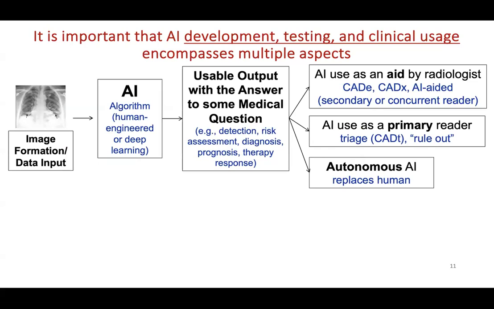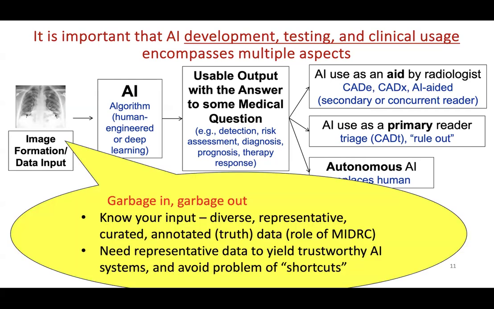Let's look at what's important in AI, in development, testing, clinical use. So first, it's very important to know garbage in, garbage out. You need to know your input. Is it diverse, representative? Do you have correct truth on it? And you need to understand a problem of shortcuts. So if the device is FDA approved for one task, such as analysis of, say, breast MRI, and you put in an ultrasound and it doesn't work, it's because of garbage in, garbage out. It was not approved for an ultrasound input.